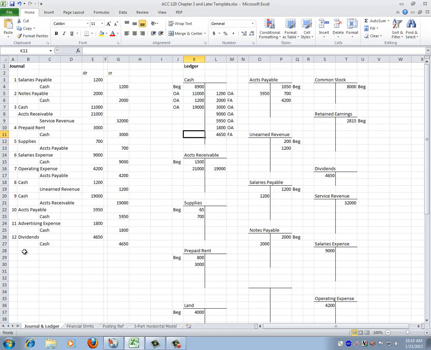Okay. Bringing us up to number 13, which is really a non-event. Remember, that's a fluctuation in market value of the land, and we don't capture that fluctuation in market value of most assets. So really a non-event for 13.